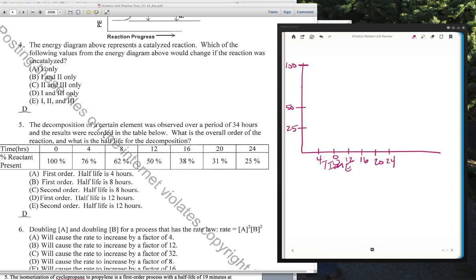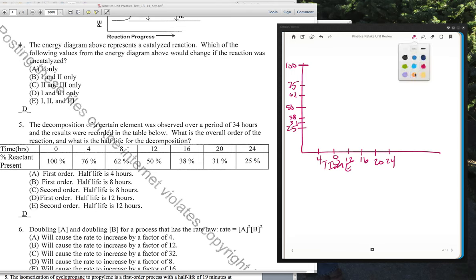So that means 75 is going to be right around here. That means that 62 would probably be halfway to 50. I'm probably not going to do this right. Let's say this is 62 and 50, and then 38 would be somewhere right in here. Let's pretend. Doesn't feel right. And then 31 and then 25. Okay, so at zero, we had 100.